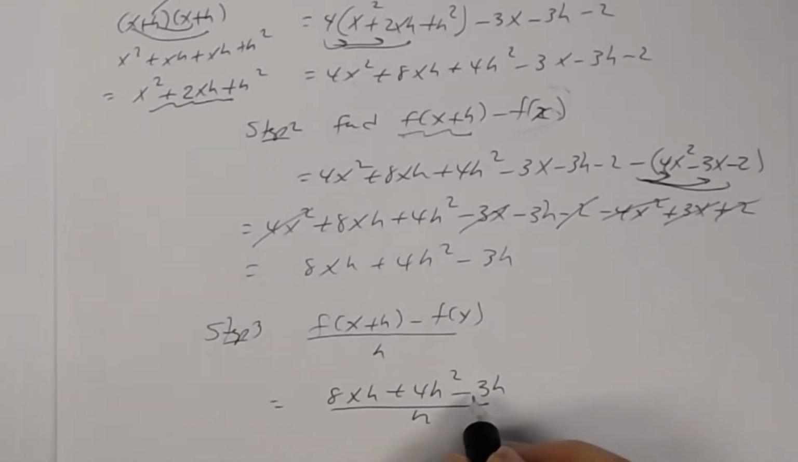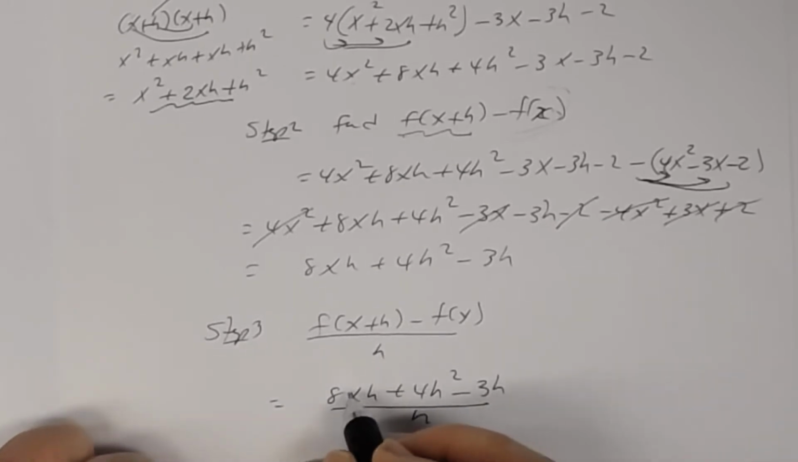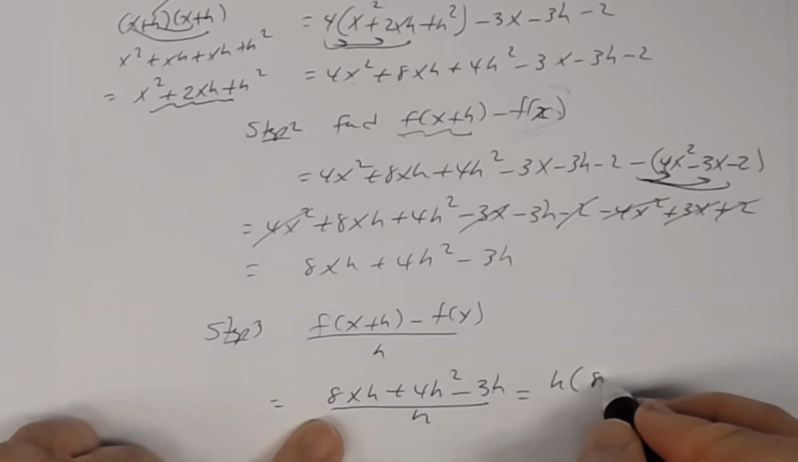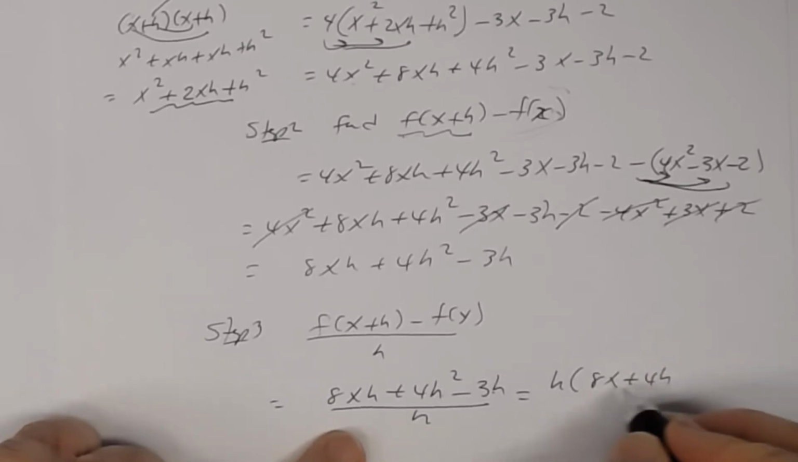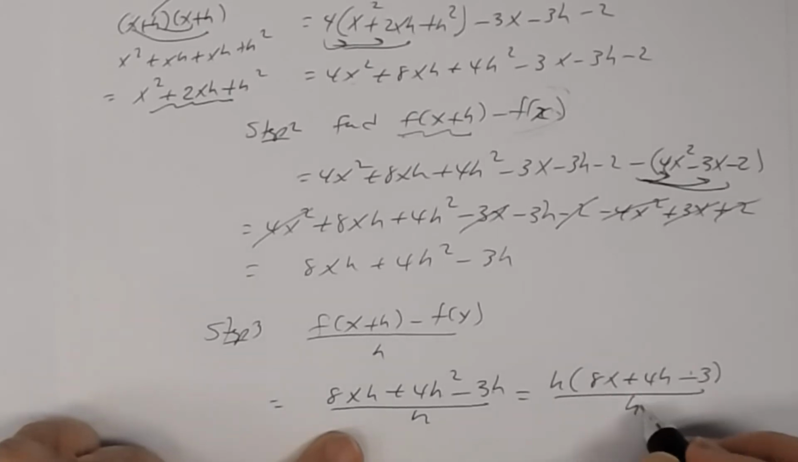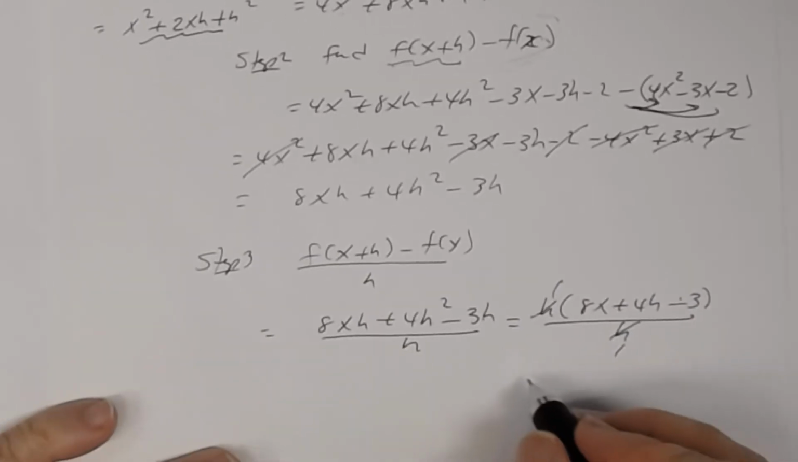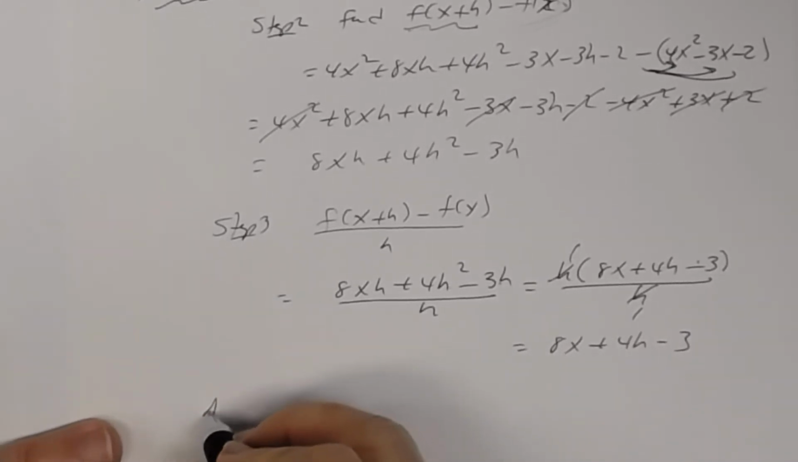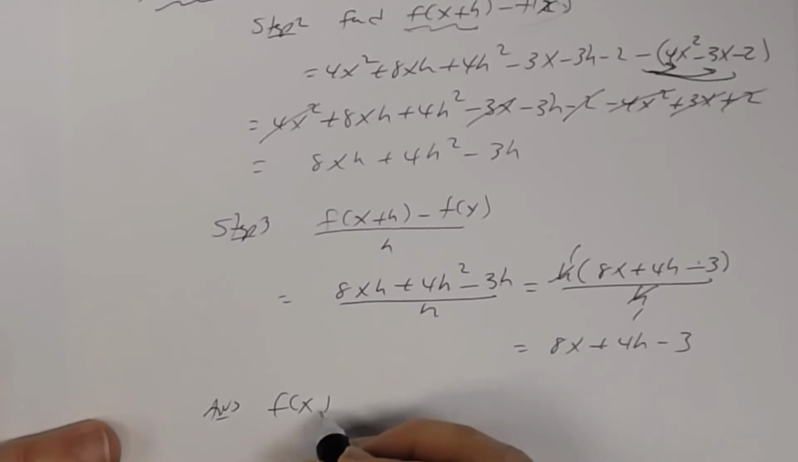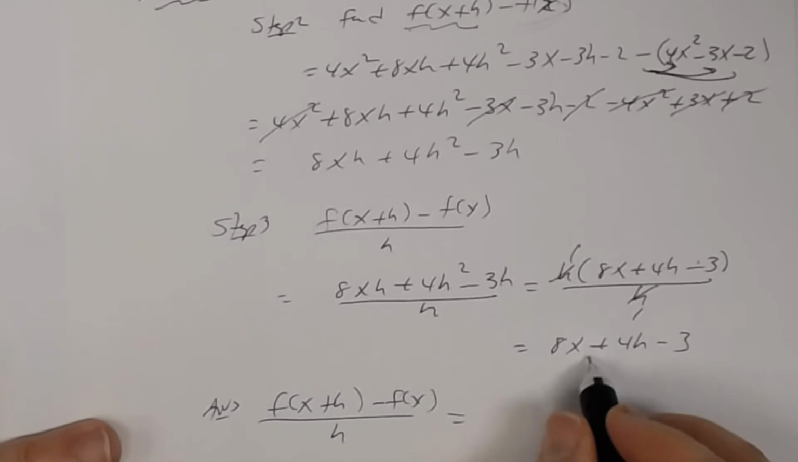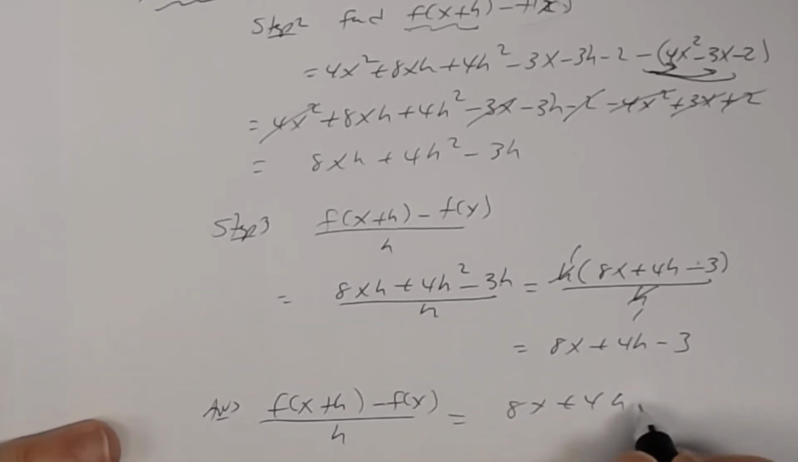At that point, notice that this polynomial in the numerator, the GCF is h. So let's go ahead and factor out an h. So when I factor out an h, I get h times 8x plus 4h. h times 4h is 4h squared, and then minus 3. All divided by h, and then this h will divide out, and you're left with 8x plus 4h minus 3. And so the answer you're going to say is that the difference quotient is going to equal 8x plus 4h minus 3.